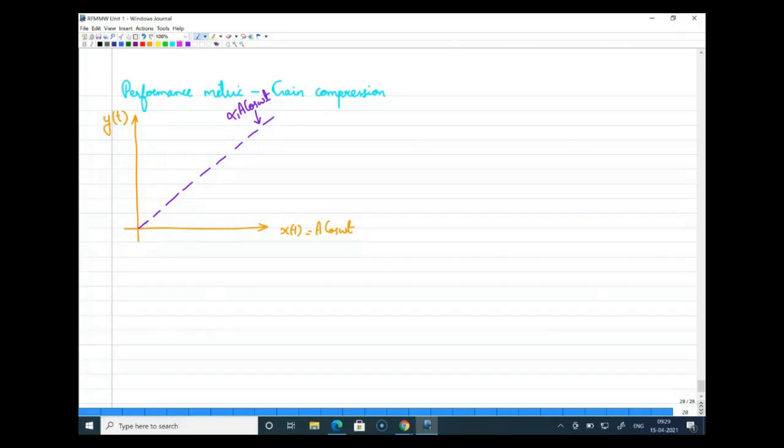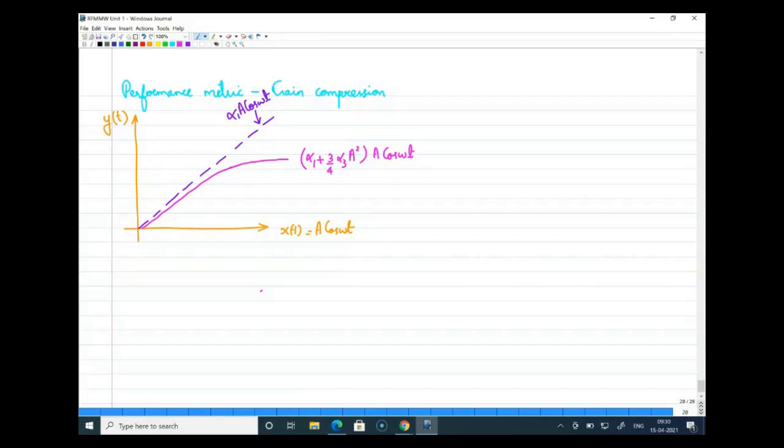Now I'm just drawing only the compression, because ultimately we are just characterizing only gain compression here, right? So this term can be written as alpha 1 plus 3 by 4 alpha 3 a square into a cos omega t, right? This is the nonlinear term.